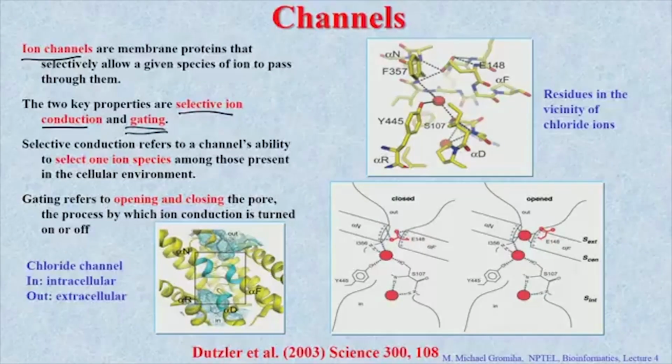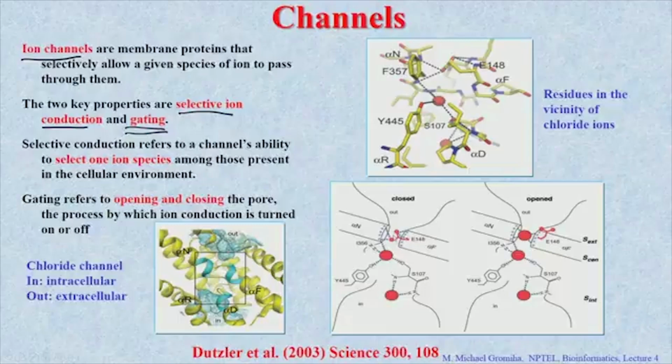And the second one is gating. Gating means in some cases it will open the channel, so it will allow passage, and in some cases it will close the channel. In this case the molecules cannot enter into these channels. If you see this example, this is the example for the closed and open conformation. Here the ion is here, and it wants to be transported through this membrane, and here you see this is glutamic acid 148, which is inside the membrane.